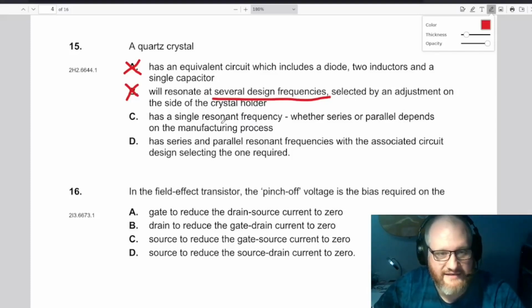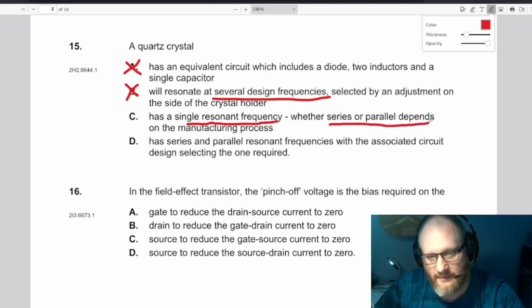We've then got C has a single resonant frequency. That's looking quite good so far. Whether series or parallel depends on the manufacturing process. And series or parallel here is talking about the configuration in circuit where that crystal is used. So is the associated capacitance that is generally used with it, I think it's about 20 or 30 picofarads that needs to be supplied in circuit, whether that goes in series or parallel with the crystal.